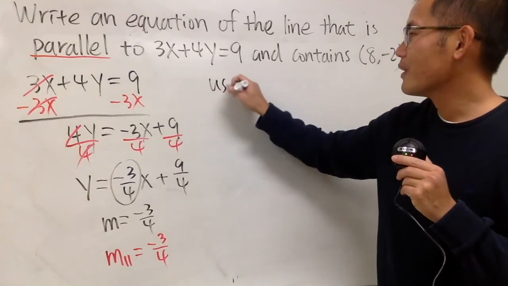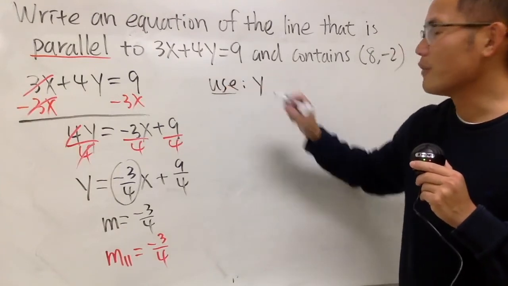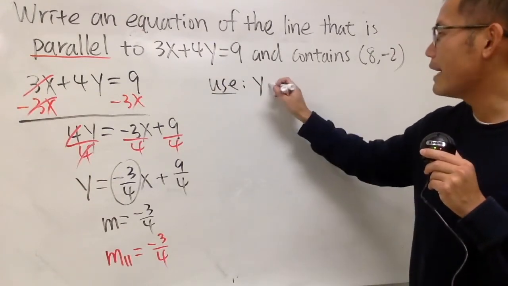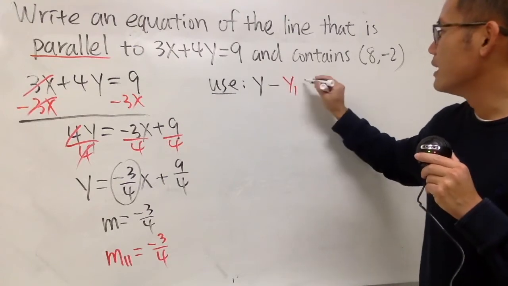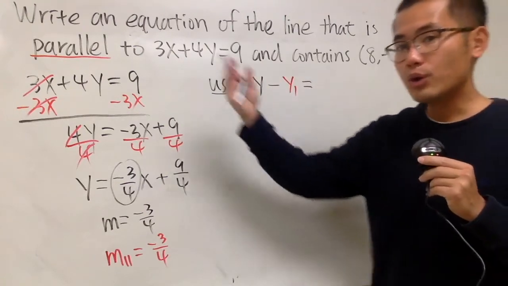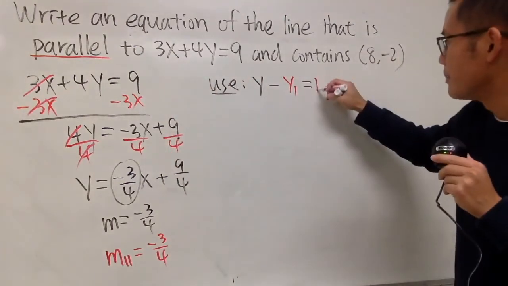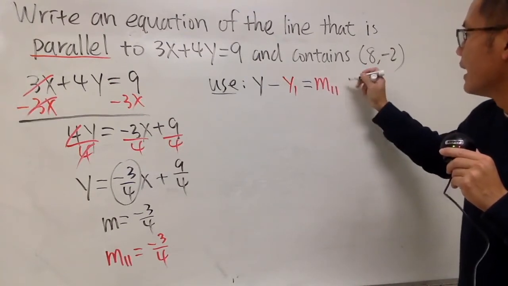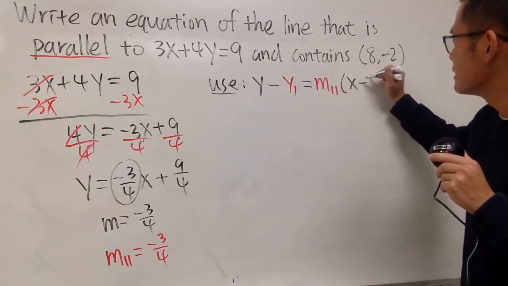And now, of course, we are going to use the point slope form of the line. Namely, y minus y1 equals, and we want to find the parallel line. So this is the parallel slope, right? And then times x minus x1.